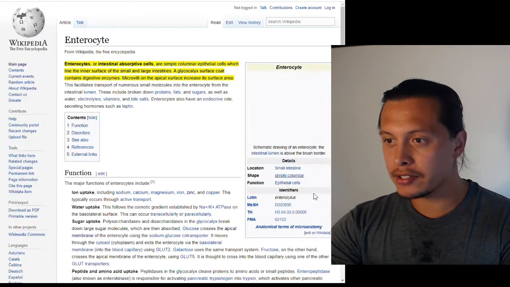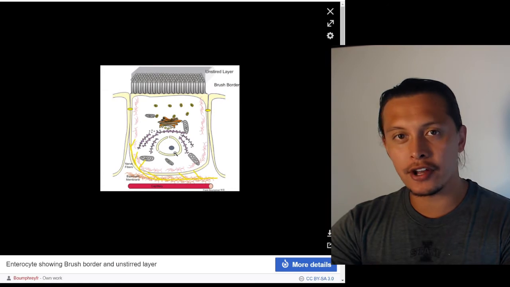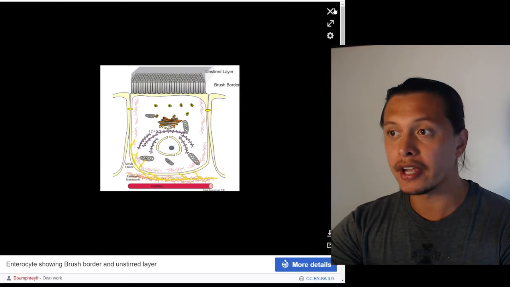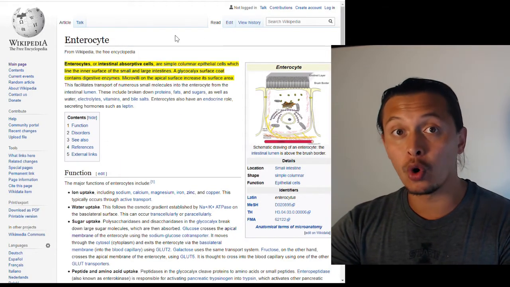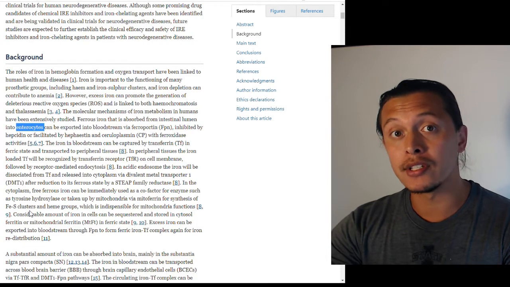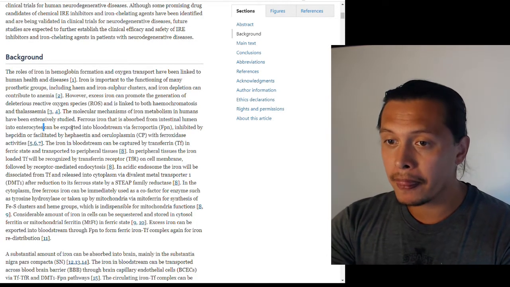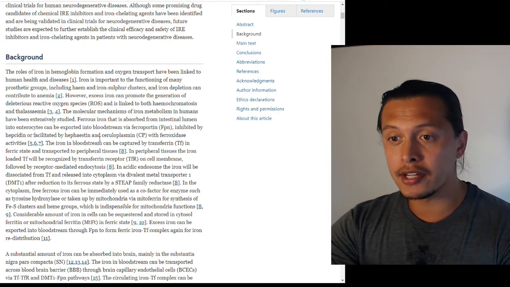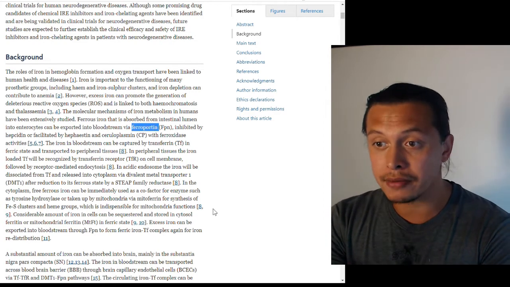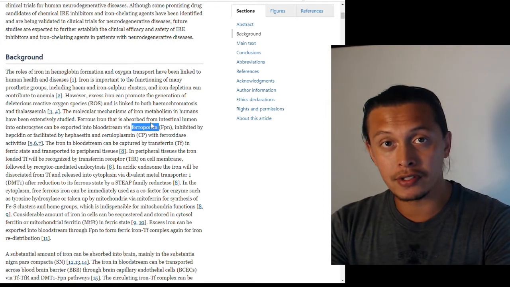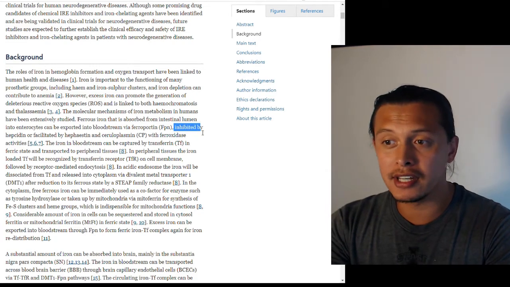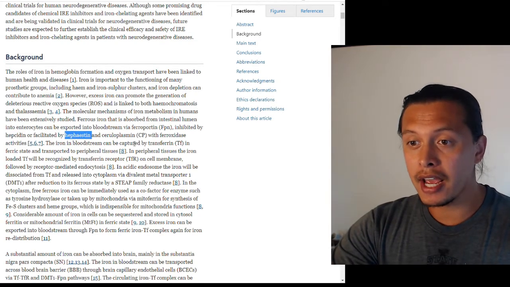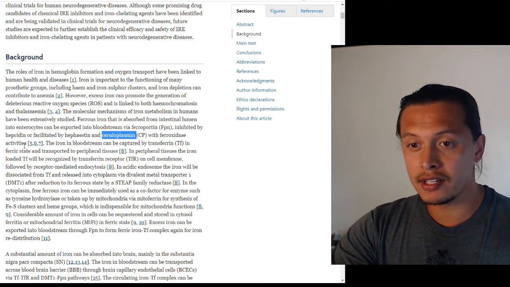So the enterocytes are these cells that are in the intestines that have the brush border cells on top of them. So this is an enterocyte. So these are participating in absorbing the minerals and absorbing the nutrients out of the food you eat. Anyways, ferrous iron that is absorbed from the intestinal lumen into the enterocytes can be exported from those enterocytes into the bloodstream through ferroportin. This is one of the cell surface transporters. And this is inhibited by hepcidin or facilitated by hephaestin and ceruloplasmin with peroxidase activities.